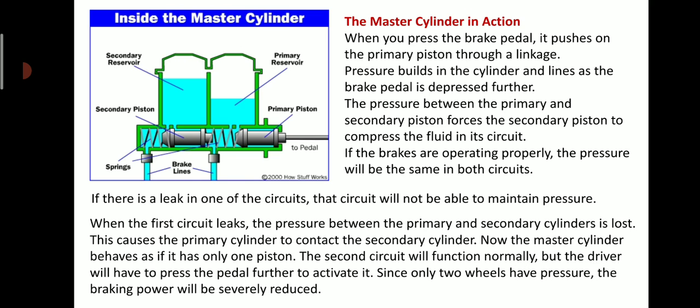When the first circuit leaks, the pressure between the primary and secondary pistons is lost. This causes the primary piston to move forward and contact the secondary piston. Now the master cylinder behaves as if it has only one piston. The second circuit will function normally, but the driver will have to press the pedal further to activate it. Since only two wheels have pressure, the braking power will be severely reduced.